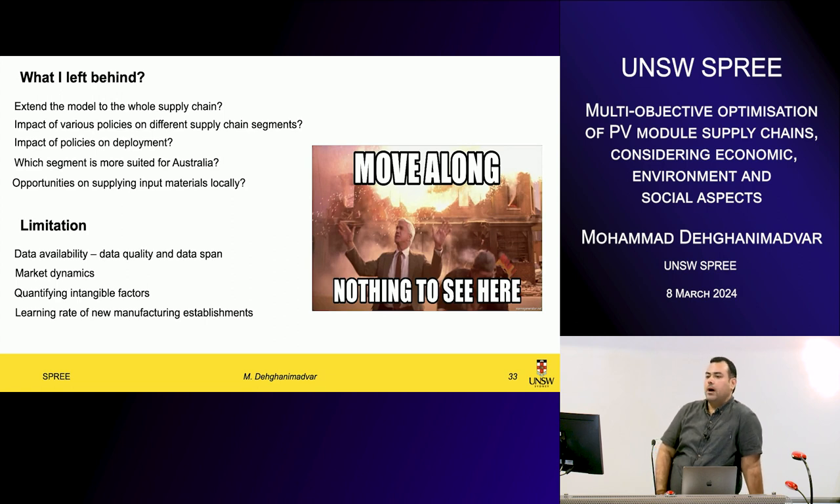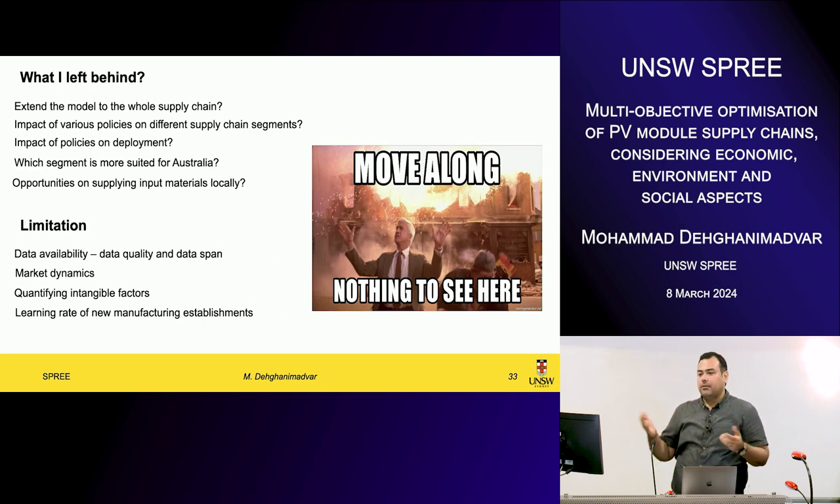Or should we go after, as I said on my second slide, the economic benefits of making modules by providing input materials like glass and aluminium? Should we invest in them? And if we invest in them, do we need support if we want to manufacture glass inside Australia? And also there are some limitations.